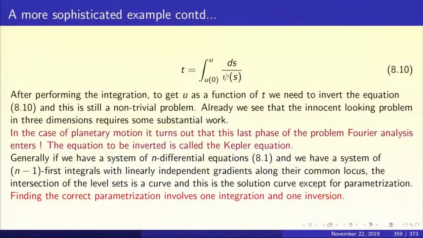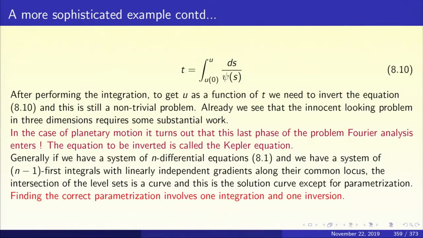It's a simple example of a variable separable equation, and we are very happy because we can immediately integrate it. But our happiness is going to be pretty short-lived, because when you integrate the variable separable equation, what do we get? We get equation 8.10. T becomes a function of u. T becomes the integral from 0 to u of ds by psi of s. There are two issues. One of them is a minor issue and the other one is a major issue. The minor issue is the fact that you may not be able to compute this integral in closed form, but that's really a minor issue.